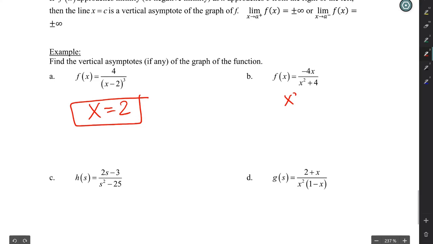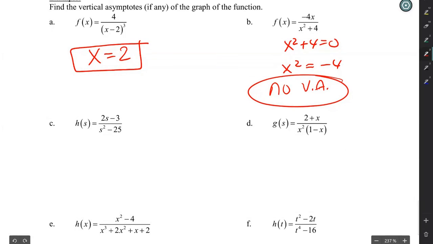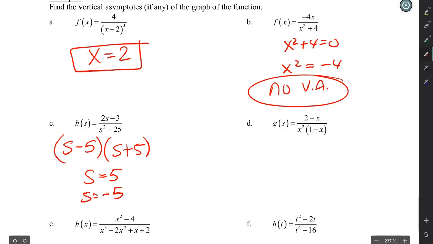Here, if I said x squared plus 4 equals 0, x squared equals negative 4, so I can't take the square root of a negative number and get a real answer. So this means there is no vertical asymptote. C will actually have 2. If I factor the bottom, I have s minus 5 times s plus 5. So that means my vertical asymptotes are located at s equals 5 and s equals negative 5.